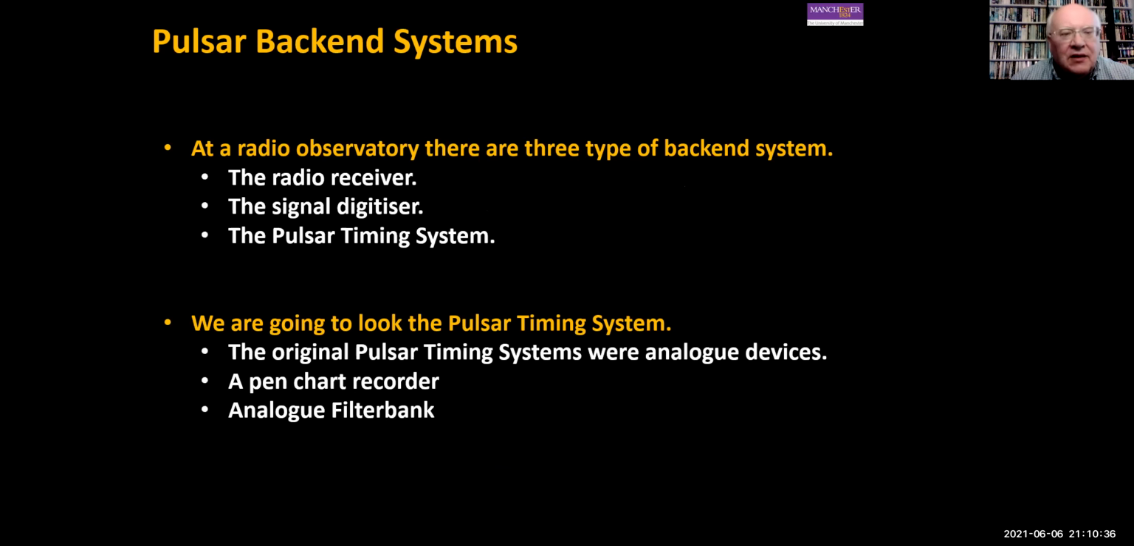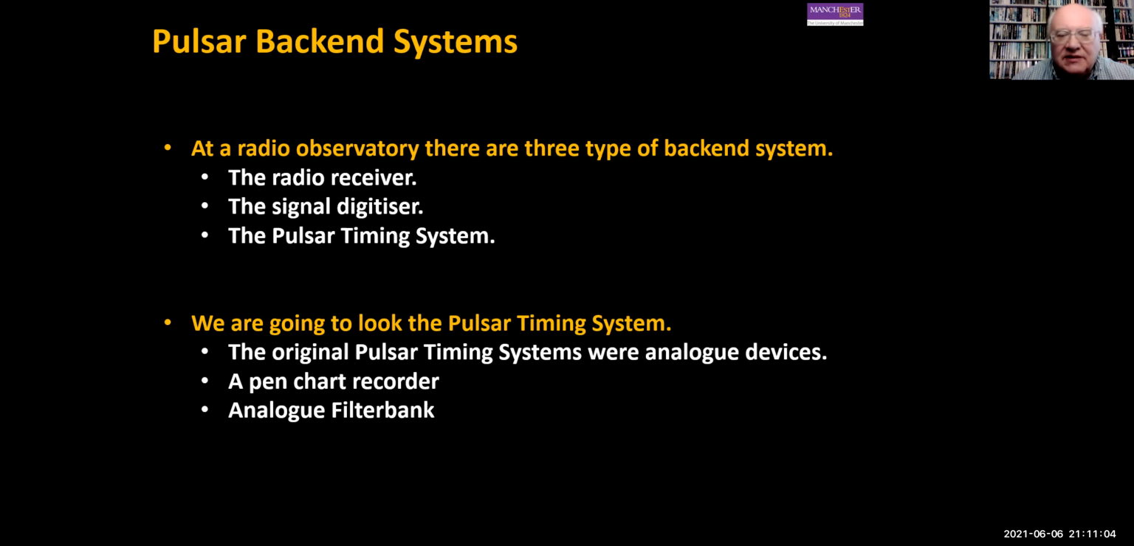Okay, so Pulsar Backend Systems. There are three types of system at the observatory: the radio receiver itself, a signal digitizer or analog to digital converter, and then the Pulsar timing system. There are lots of other systems, obviously, but these are the three we're interested in, and we're only going to look in detail at the Pulsar timing system.